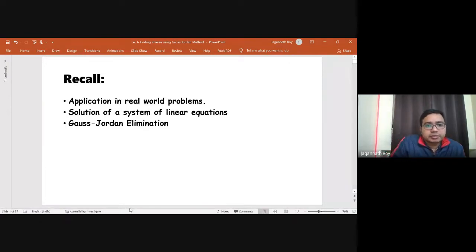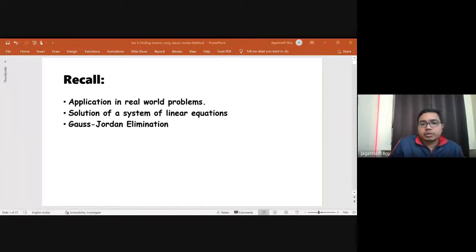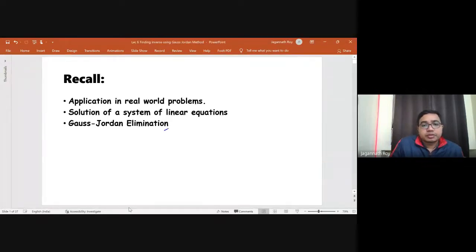We have seen a couple of examples that can be solved as a linear system of equations, and we can use matrix algebra to find the solutions to electric circuit problems, chemical reaction problems, or rocket launching problems. All those things we have seen. And there is a beautiful application of the Gauss Jordan method. The Gauss Jordan elimination helps us to find the RREF.